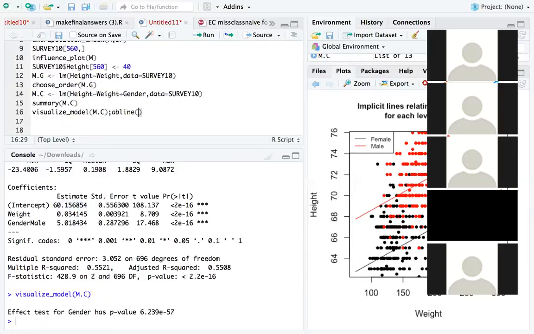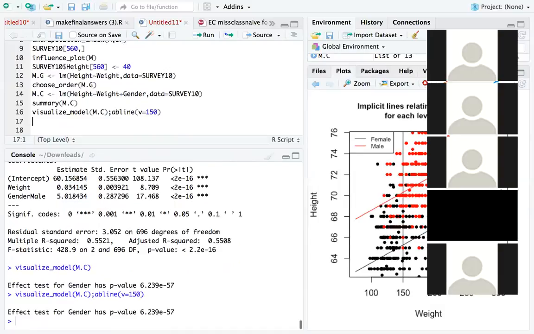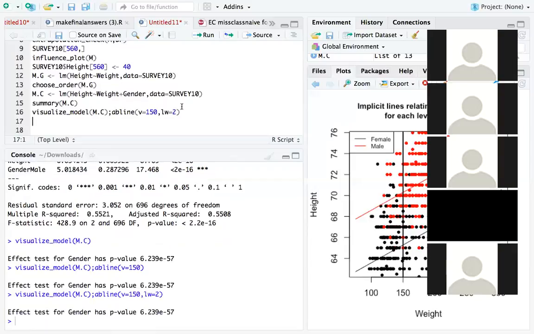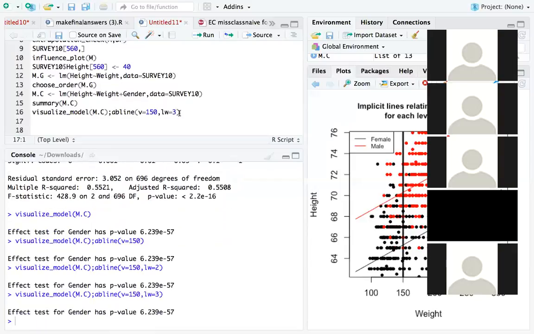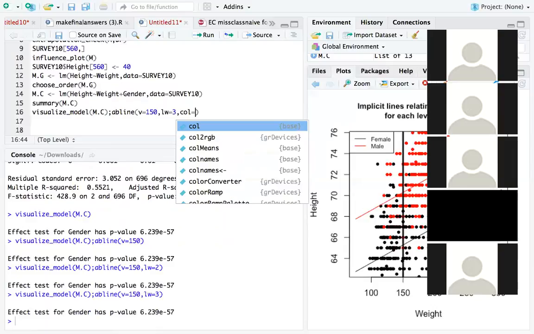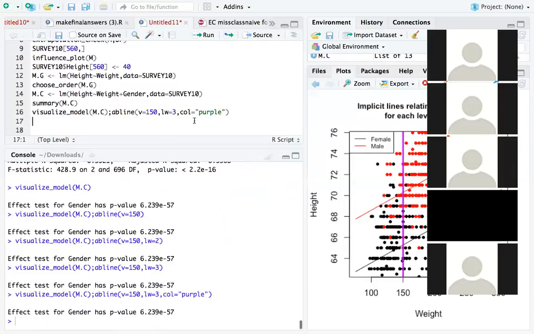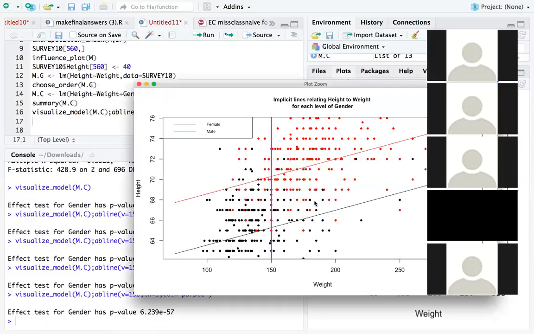And can I get the AB line on that? AB line, let's go. We want a vertical line equals 150, and there it is. And line width, so there we go. Look at that nice black line right there. And then let's do col equals purple. Cool. So now we can actually see what I'm talking about right here.